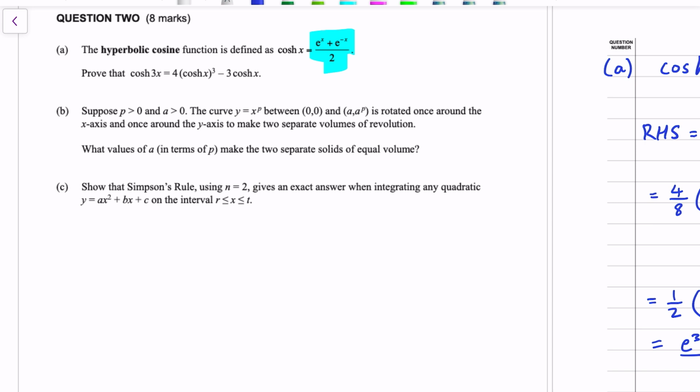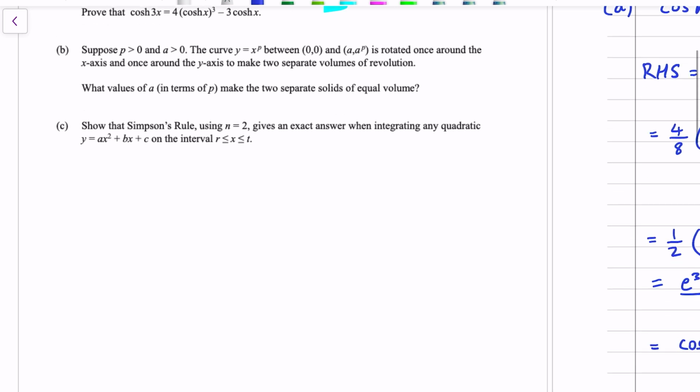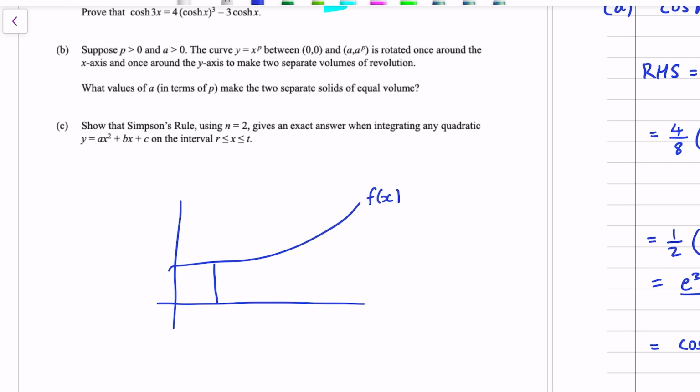Show that Simpson's rule using n equals 2, so that's 2 subintervals. Just a reminder of what Simpson's rule does. If we have some function f of x and we want to find some integral, which often is an area-based question, but not always, we integrate it from some value xa to some value xb.